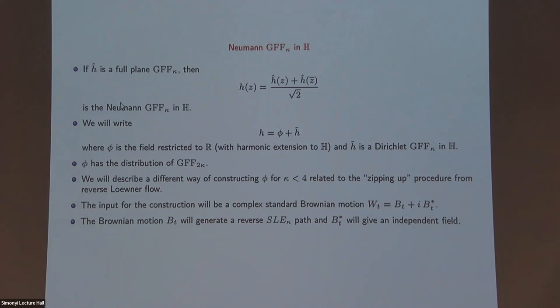So here's where you get something where there may or may not be something new to the answer. I'm going to use the terminology Neumann GFF in the upper half plane. So start with a full plane GFF, and then we add the upper half plane and lower half plane components, divide by square root 2. And this is a field which sort of has the distribution of the Gaussian field in the upper half plane, but the boundary values get doubled in some sense. The values h of z and h of z complement are independent if z and z bar are not on the real line, but they are very dependent if they're on the real line.